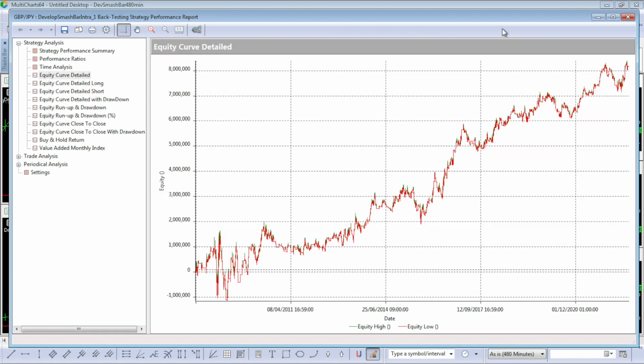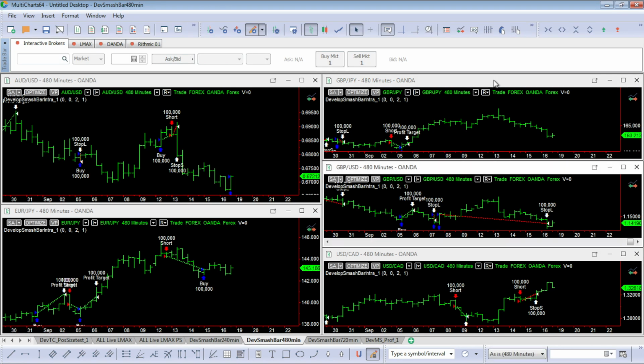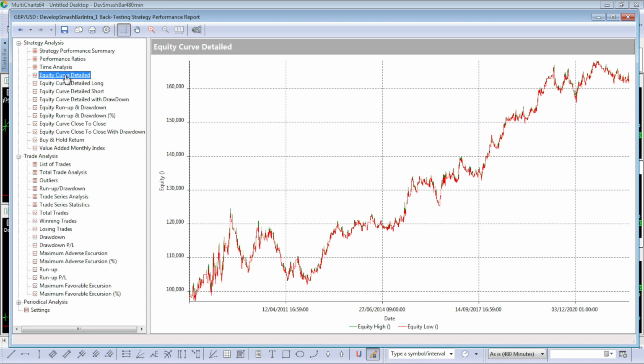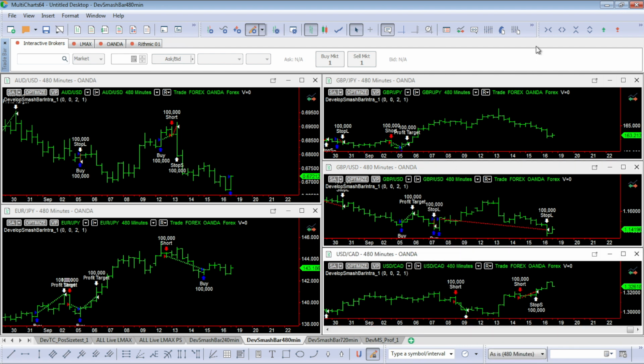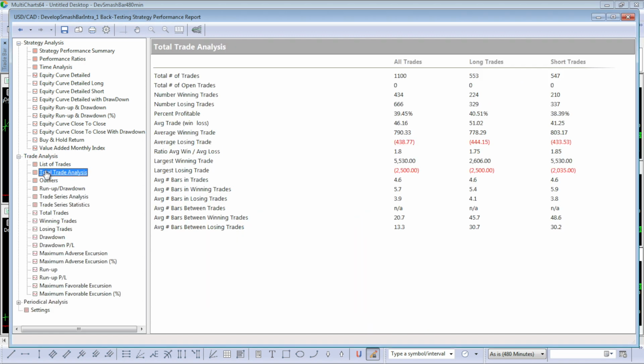Pound yen, nice uniform equity curve, and a better average trade, 8,800. We get into something that's possibly usable now. Pound dollar, 66, that's jumped up from looking at the 4-hour chart. And the equity curve is okay. And lastly, on the 8-hour, US dollar, Canadian dollar, equity curve moving in the right direction. Average trade only about 46, so still a little bit small.